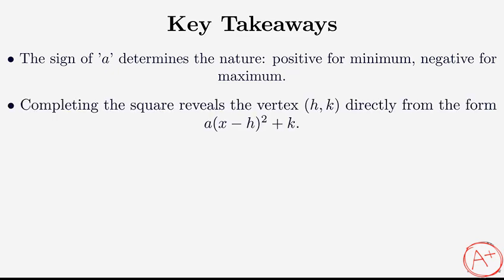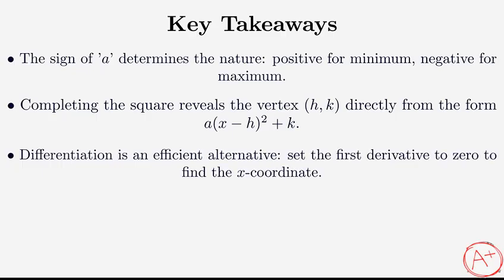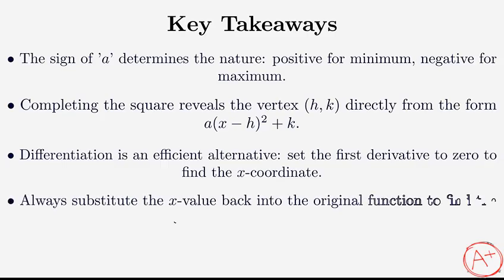Second, completing the square is a powerful algebraic tool that puts the function into vertex form, making the stationary point immediately visible. Third, differentiation provides a fast, calculus-based route to find stationary points by solving for where the gradient is 0. Finally, remember that the value of the maximum or minimum is the y-coordinate, which you must find by substituting your x back into the original equation.